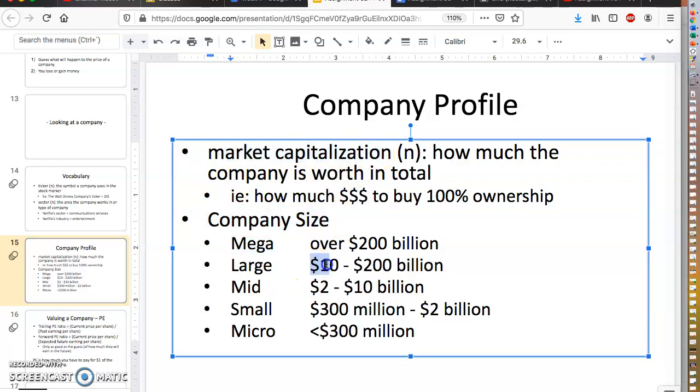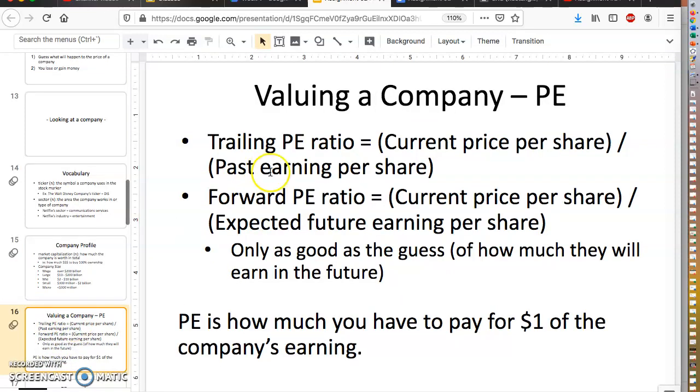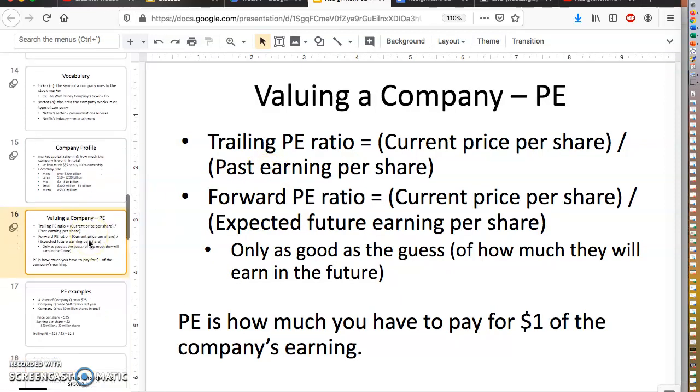If the market capitalization is between 10 and 200 billion, it's large. Between 2 billion and 10 billion, it's mid. Small is anything between 300 million and 2 billion. And if it is smaller than that, it is called a micro company. Okay. Other measures of a company that we use.